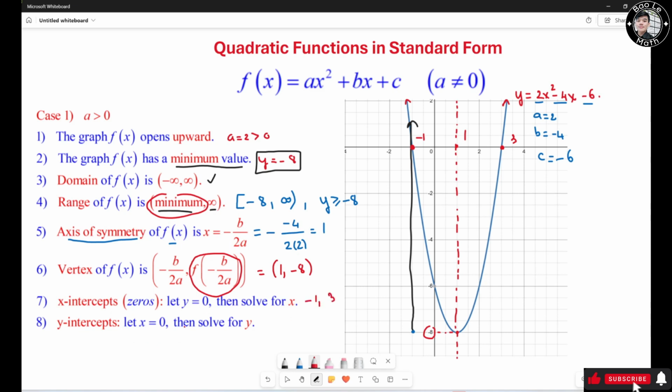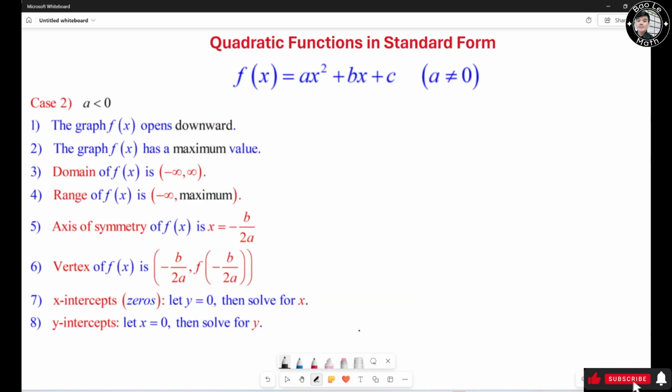Now the y-intercept is where the graph meets the y-axis, so this could be right here. The y-intercept is negative 6, or you can write 0 comma negative 6, because y-intercept means x equal to 0. Now the x-intercepts right here you can write as negative 1 comma 0 and 3 comma 0, because x-intercept means y equal to 0.